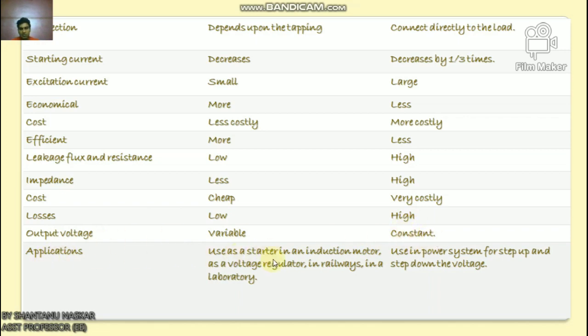Application: used as a starter for induction motors, as a voltage regulator in railways, in laboratories, and in power supply for stepping up and stepping down the voltage. About this difference, I have already discussed it in my single phase transformer chapter, where I discussed the auto transformer, its differences and applications, quickly. So you can go through the lecture about the single phase auto transformer. You will find the lecture in my description section.